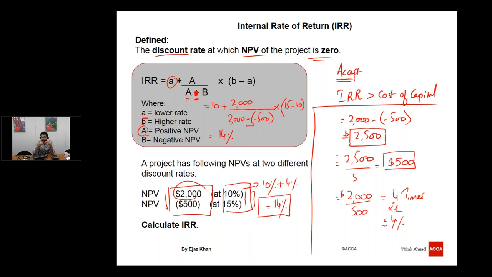So it means we will only accept this project if our cost of capital stays below 14%, because at 14% we'll save nothing. So if we want to accept this project, we'll make sure that the cost of capital is less than 14%. Because if you use a cost of capital of 14%, the NPV will be 0.